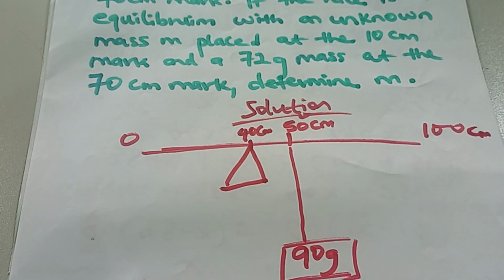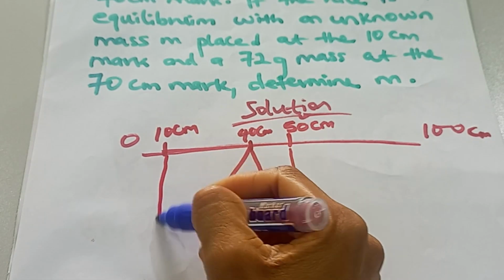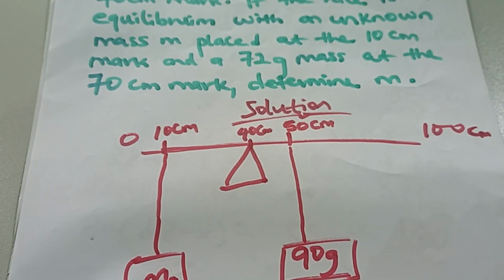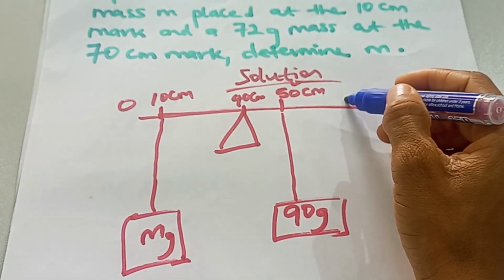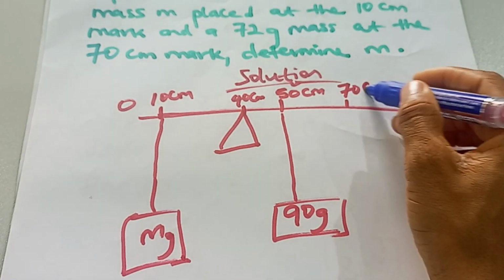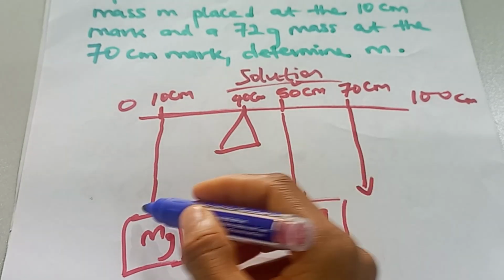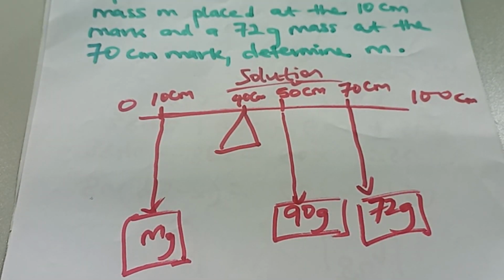If the rule is in equilibrium with an unknown mass m at the 10, you look for 10 cm and put the unknown mass m. We don't know it, so we are going to find it. And a 72 gram mass at the 70 cm mark. We'll locate 70 cm, which is somewhere here, and then put the 72-gram mass. So let's find our m.